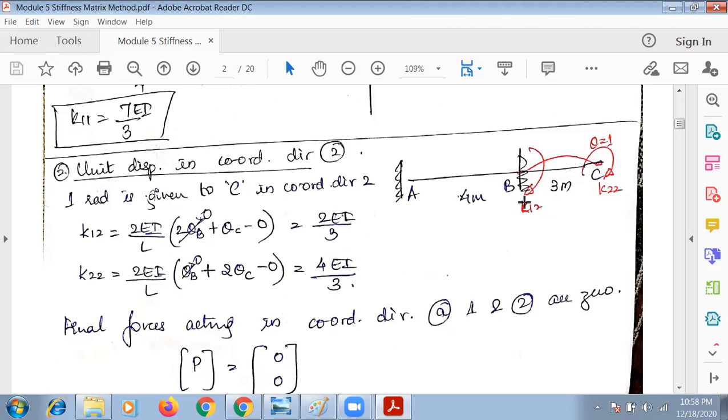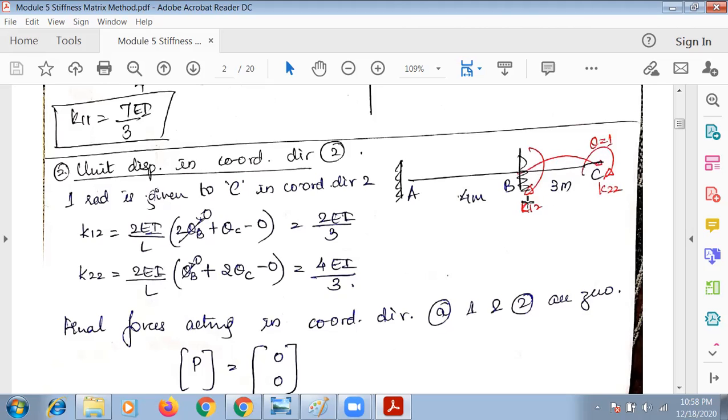Now write K1 for the first coordinate direction, and K2 for the second coordinate direction. Next, the impact is happening at 1 and 2 because you have done something at 2. You have added theta equal to 1 at 2.